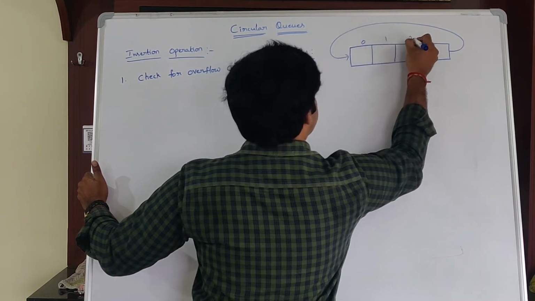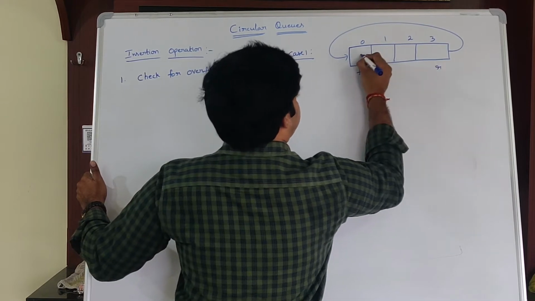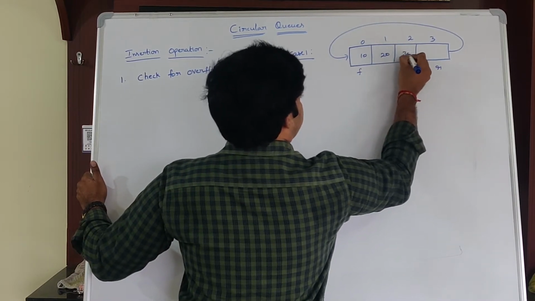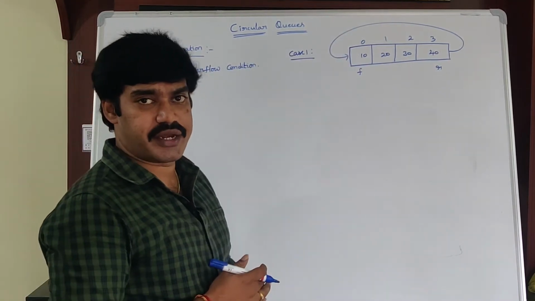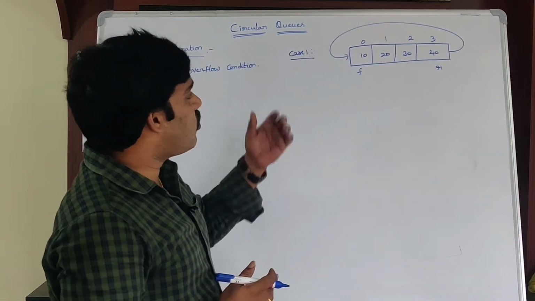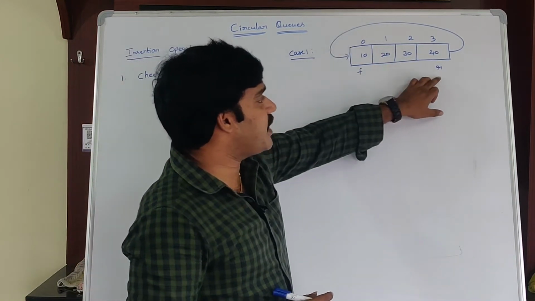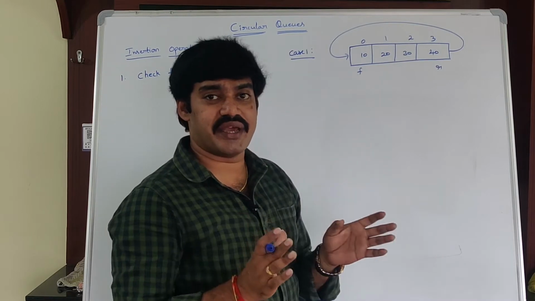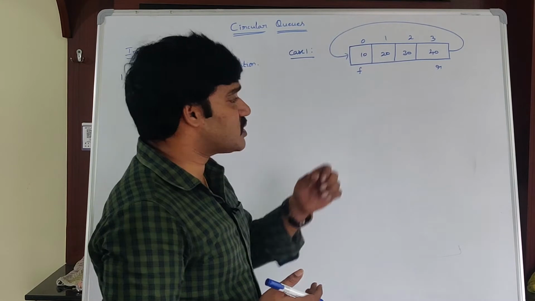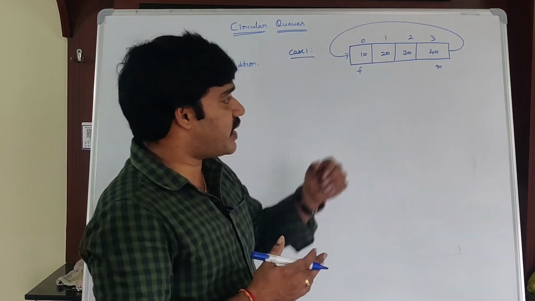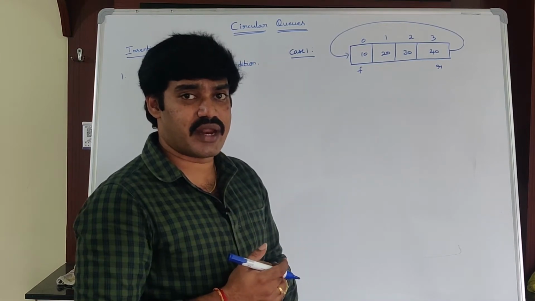Indexes 0, 1, 2, 3 hold the elements 10, 20, 30 as well as 40. What is the overflow condition? Front is 0 and REAR is max size minus 1. That indicates our circular queue is full. Here you may get one doubt: sir, insertions are from the REAR end, so just consider the REAR end. That means if REAR reaches max size minus 1, then our circular queue is full.